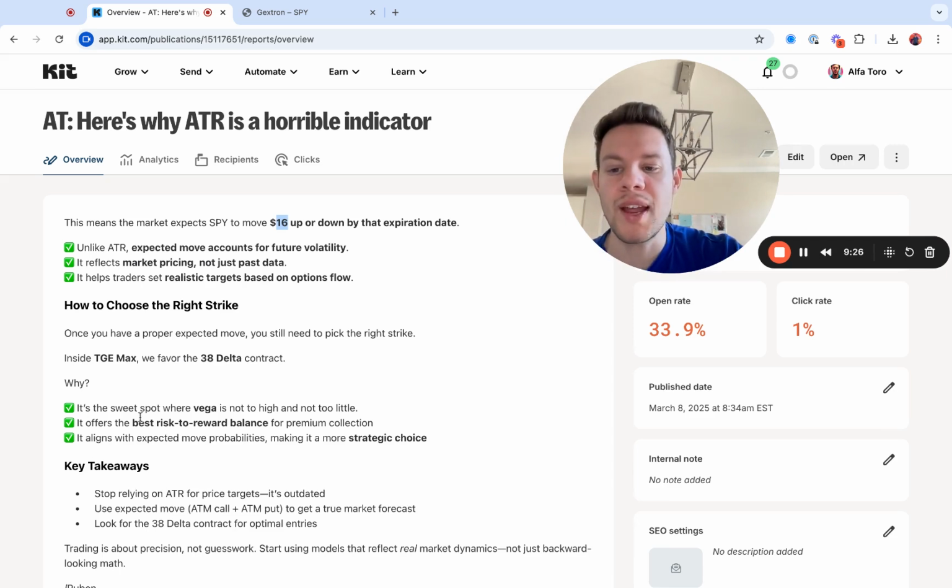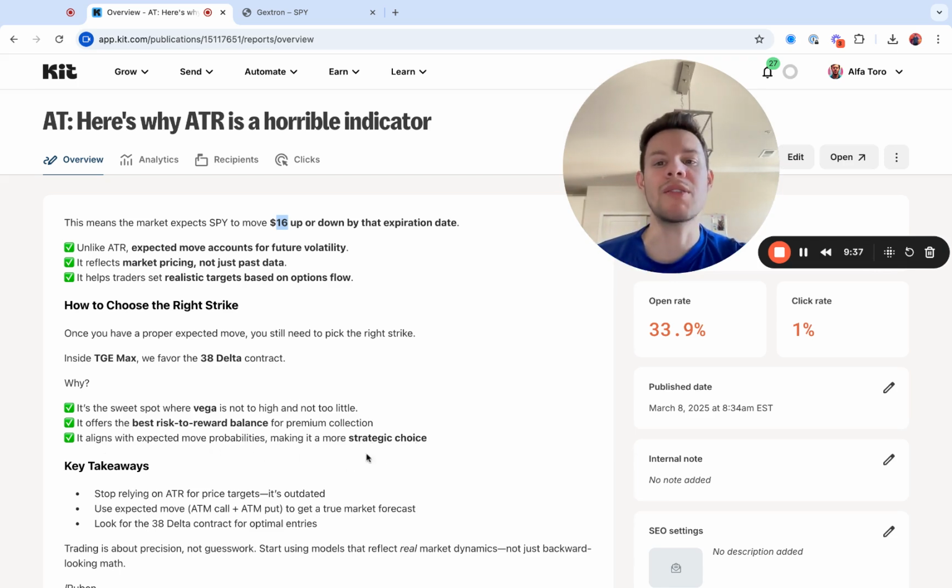It offers the best risk to reward balance as well, which is what I was just referring to. It aligns with the expected move probabilities, making a more strategic choice. Okay, this is really, really important. So the 38 delta, you don't really have to think about it a whole lot. I just kind of gave you the answer. Just pick the 38 delta. All right.